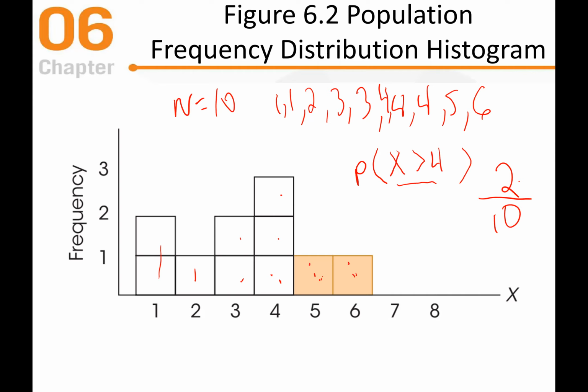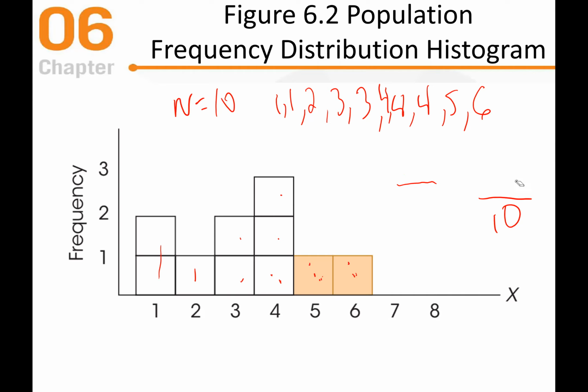Or if said as a proportion, the proportion is 2 out of 10. Or if we wanted to say it as a percentage, it would be 20%. If we were saying it as a decimal, it would be 0.20. Those are all equivalent.